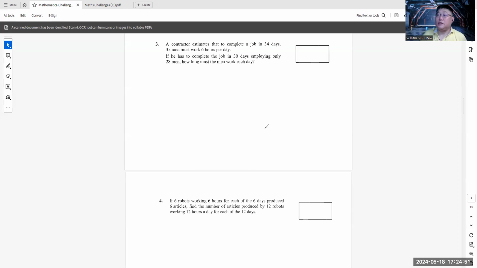Okay, question 3. A contractor estimates to complete a job in 34 days. 35 men must work 6 hours per day. Then, if you have to complete the job in 30 days, employing only 28 men, how long must each man work each day? You have to be a bit careful with this one, because the numbers are not straightforward to divide: 34 to 30 days, 35 men to 28 men. They are not nice numbers to divide. So just be a bit careful, but the rest is still the same.